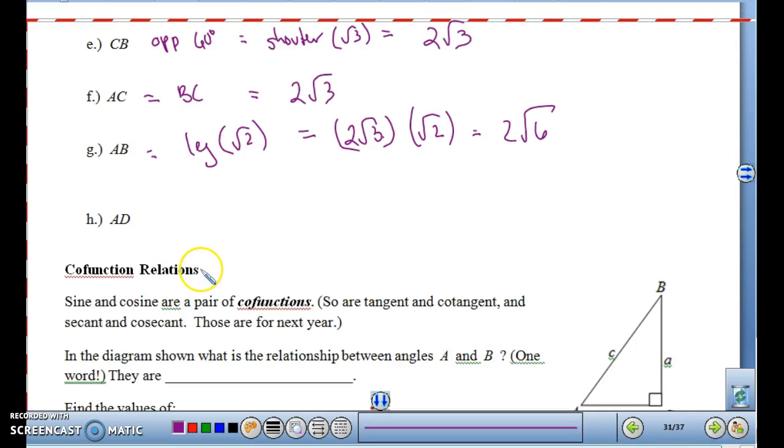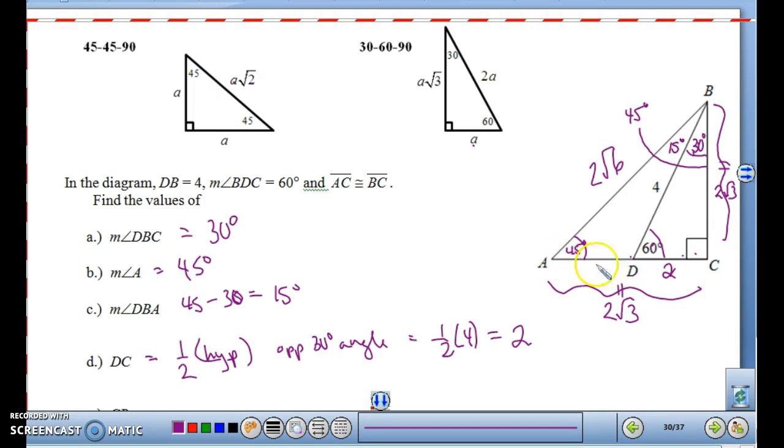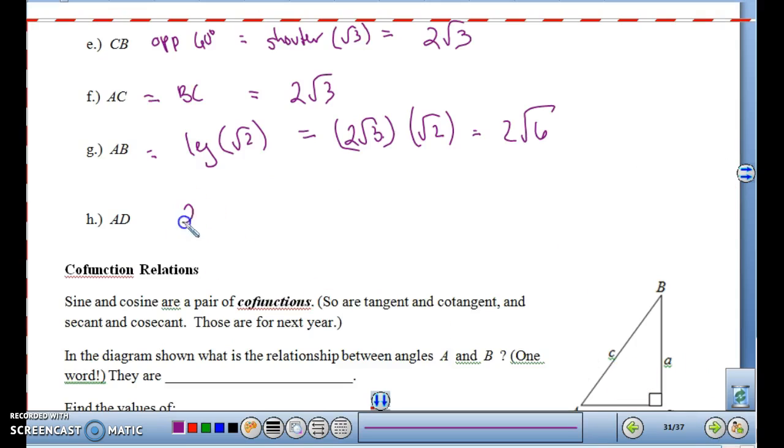And the last thing is to find AD. Well, AD would be this piece right here, so it would actually be 2 times the square root of 3 minus 2. And that's as far as we can go to get the value.